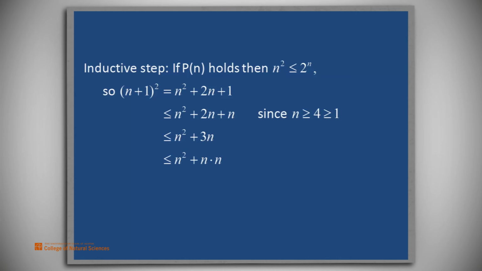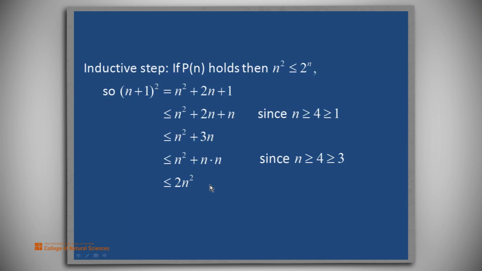Now, we replace the 3 in the 3n by an n, and we're allowed to do that because, once again, n is greater than or equal to 4, therefore n is greater than or equal to 3 as well. So we replace this 3 by this n right here. Now we can combine these two terms right here and recognize that that's simply n squared plus n squared, or 2n squared. Now that's still not quite what we want up here, but we're almost there.